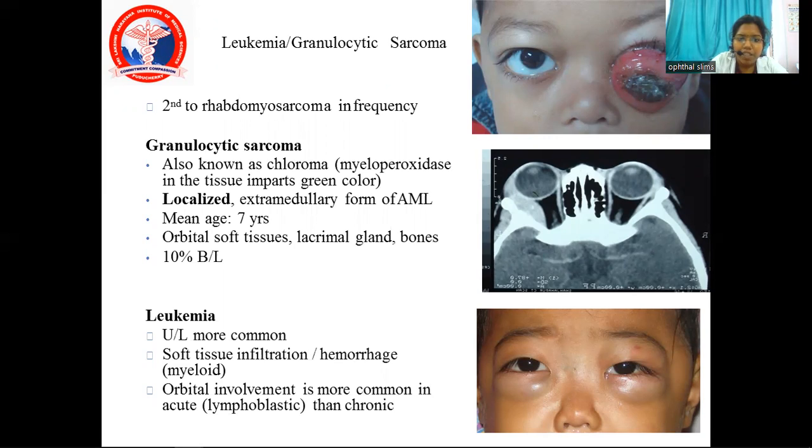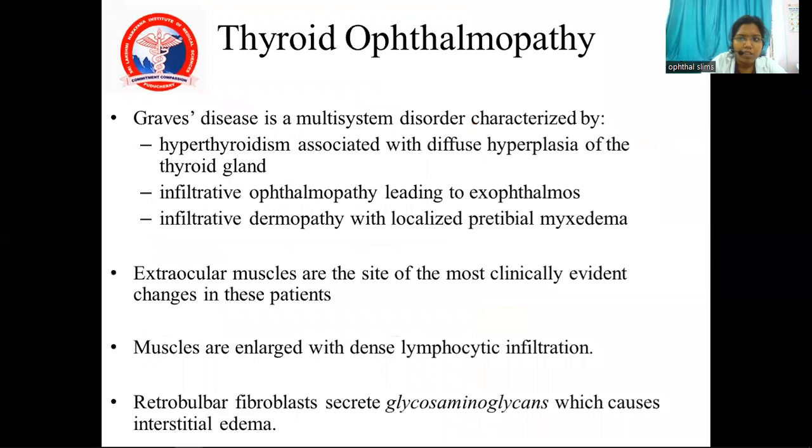The mean age of presentation will be around 7 years. Multiple soft tissues will be involved. The other things which can be involved are the lacrimal gland and bones. In 10% of cases, it is bilateral. In leukemia, unilateral is more common. There may be soft tissue infiltration or hemorrhage in myeloid type, whereas in lymphoblastic type, the orbital involvement is more common in acute stages than in chronic.